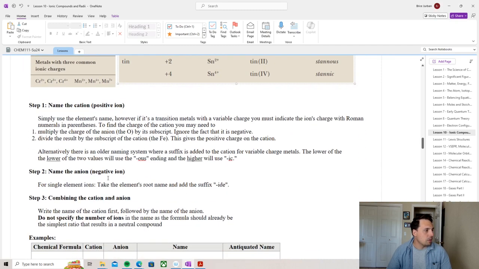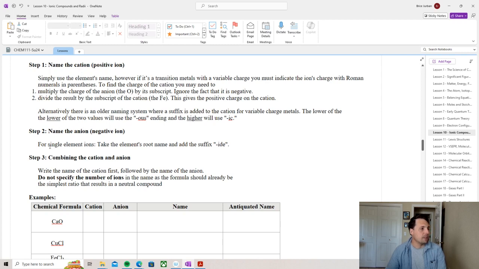Well, here are just some summaries of how we go from the chemical formula to the name. First, we need to know what the cation's name is. And we're going to look at the element and just write down its name. But if it's a transition metal, that's when we need to figure out what its variable charge is. One way to figure out the charge on the cation is to use these two rules. Take the charge of the anion and multiply it by its subscript, and then divide that result by the subscript on the cation. This will always give the positive charge on the cation.